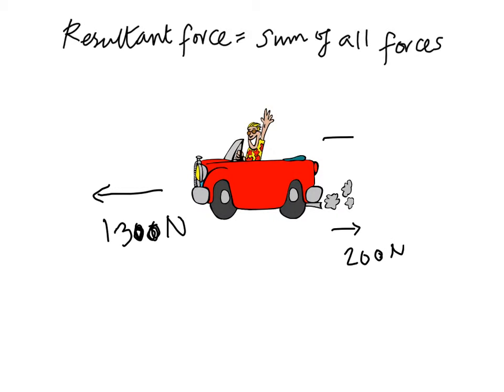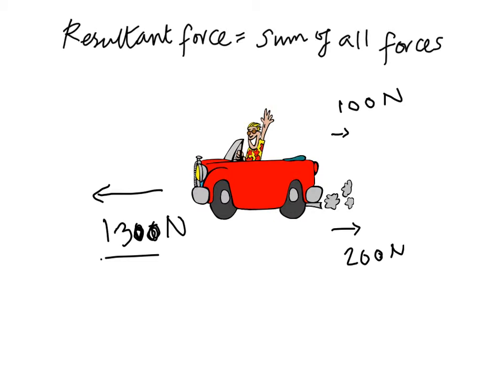and the air resistance is a bit smaller than that, so I should have drawn an arrow slightly smaller, and that's say 100 newtons. So you have friction 200 newtons, and 1300 newtons forward force of the engine, the thrust force. And so what's the resultant force here?